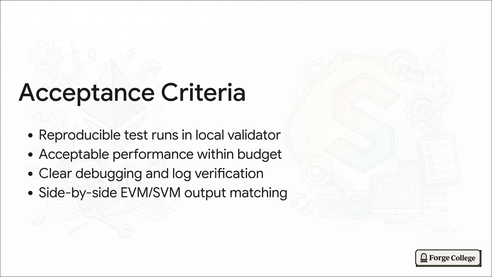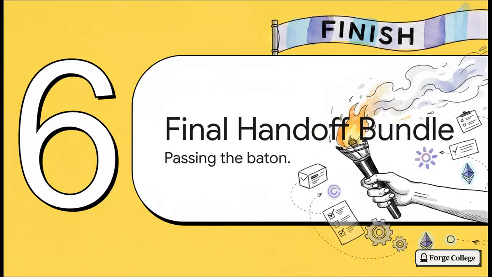You must have reproducible test runs in a local validator. The performance has to actually be acceptable and fit inside your budget. You need crystal clear debugging support and log verification. And honestly, most importantly, if you feed the exact same inputs into your EVM harness and your Solana prototype, you need side-by-side output matching. If these criteria aren't met, you stop, you fix your toolchain or your strategy, and then you move forward. Section 6. The final handoff bundle, passing the baton.